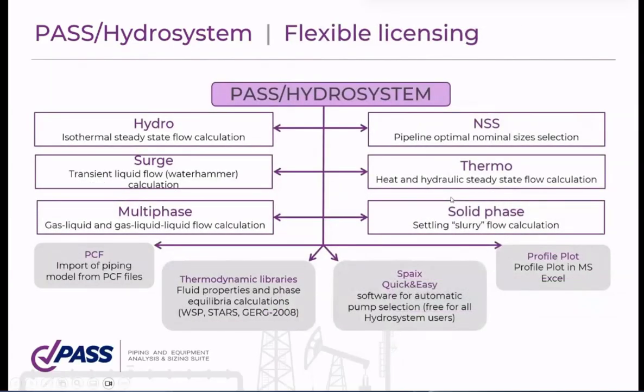In HYDROSYSTEM, we have a very flexible licensing system. Depending on your needs, you can buy several modules, which allow you to perform different types of calculations. So we have a separate module for isothermal steady-state flow analysis. We have a separate module for heat and hydraulic analysis. We have a separate module for nominal size selection, for transient flow analysis, etc. So if you want only this, and this, you buy only these three modules. You don't need to buy the rest. You don't need to spend money on things that will not be useful for you, and you get the cheapest price possible for the software.